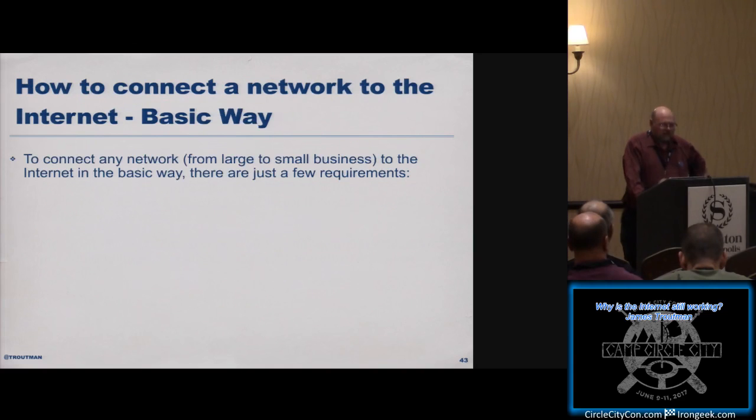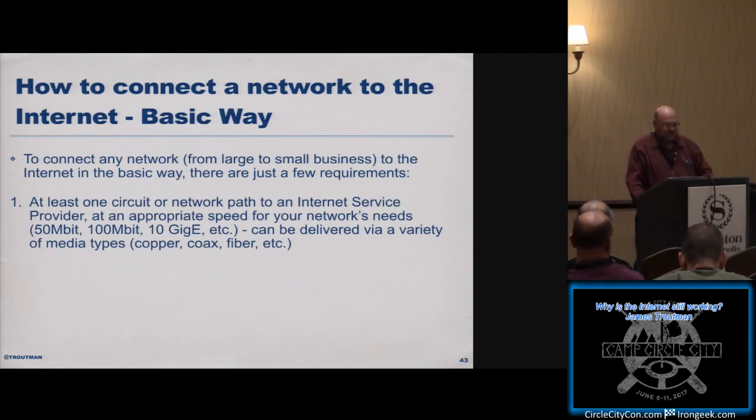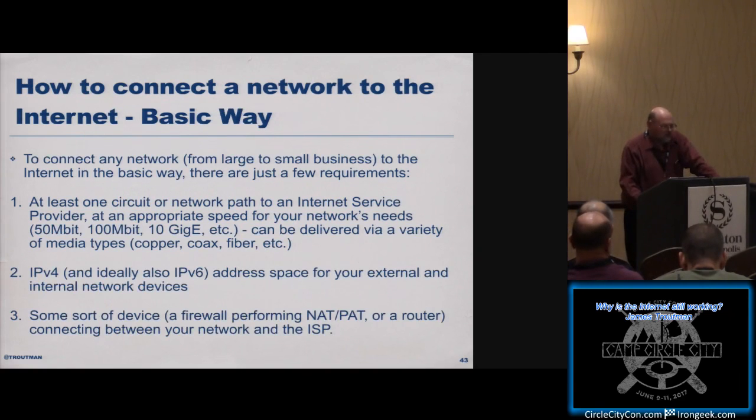So you want to get on the internet. If you're a small business, or residential, you order it from your ISP. You negotiate over a price. Usually it's more expensive than you want for the speed that you want. They deliver it to you. They give you an IPv4 address. Maybe it's just a dynamic one. Ideally, they're also giving you V6. And you get yourself some sort of firewall, and hey, you're in business.